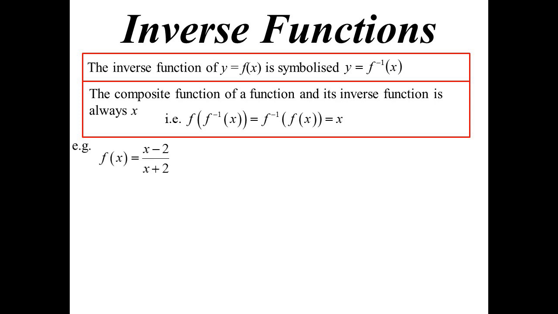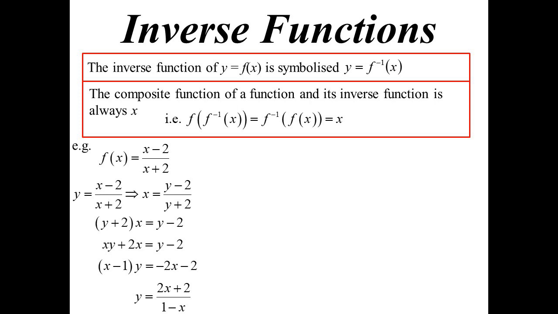Let's do this one as an example. There's my original function, x minus 2 on x plus 2. I'll just work out what the inverse is. Swap the x and y's around. A little bit of work here to do to make y the subject, but play around with the algebra and I come up with this one. y equals 2x plus 2 on 1 minus x. Okay, what should happen is I can substitute either one into the other and I will get x.